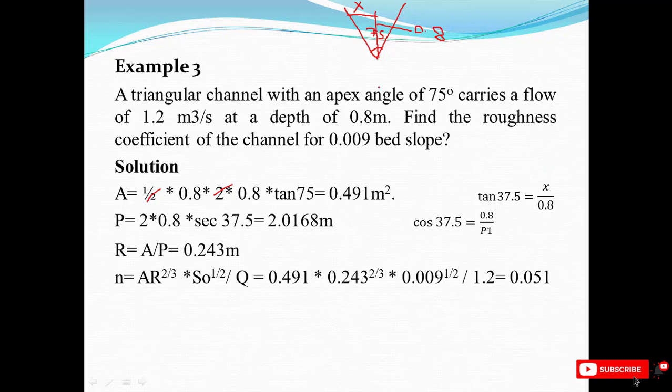P is equal to this side plus this side. How can we find this side? If we have this angle, which is 37.5, by cosine we can find this. Cosine equals this side 0.8 divided by P1. P1 is this side, times 2 for both sides, or instead we can use secant, because 1 over cosine is secant. And R equals A over P, so Manning roughness is obtained by arranging the equation.